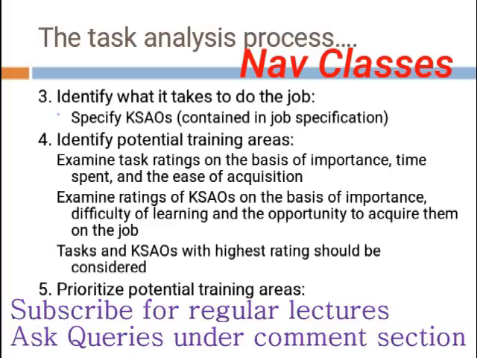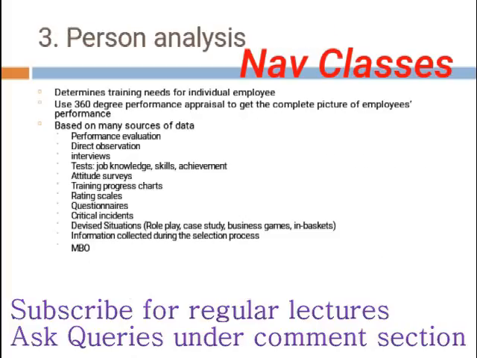Fourthly, identify the areas that can most benefit from training or HRD. We will prioritize areas which are very important to deal with. Examine task ratings on the basis of importance, time spent, and ease of acquisition. Examine ratings of KSAOs on the basis of importance, difficulty of learning, and opportunity to acquire them on the job. Tasks and KSAOs with the highest ratings should be considered and all programs are made for them. Prioritize the potential training areas. Then there is the last step.